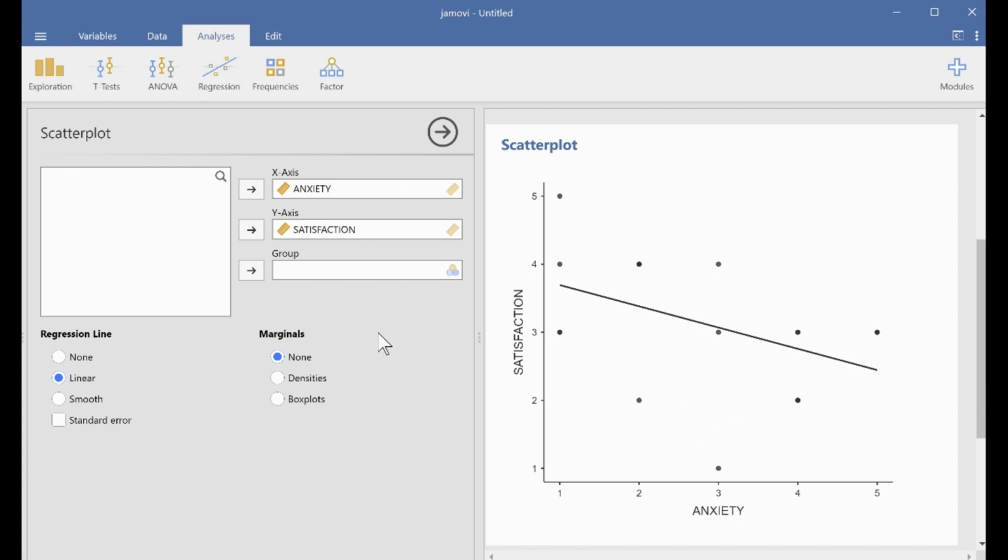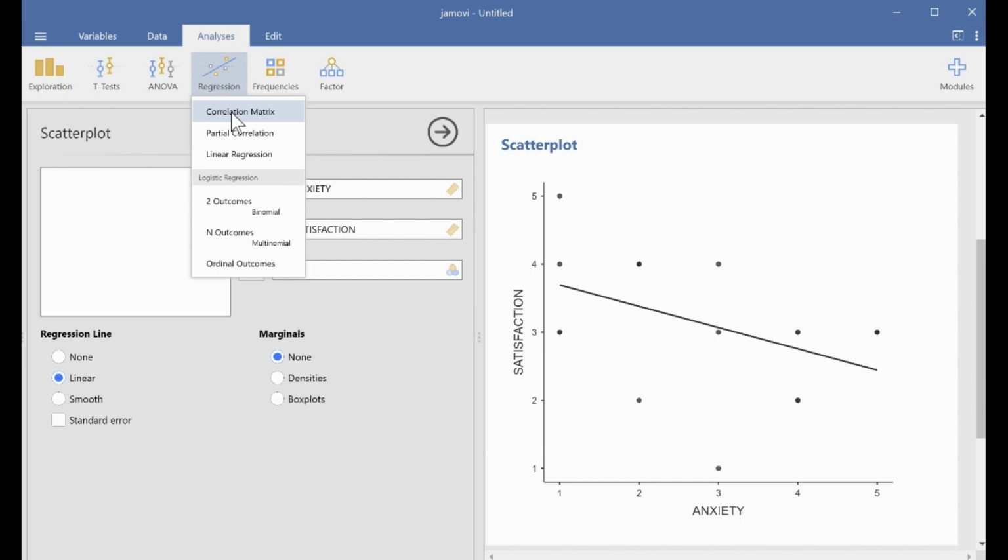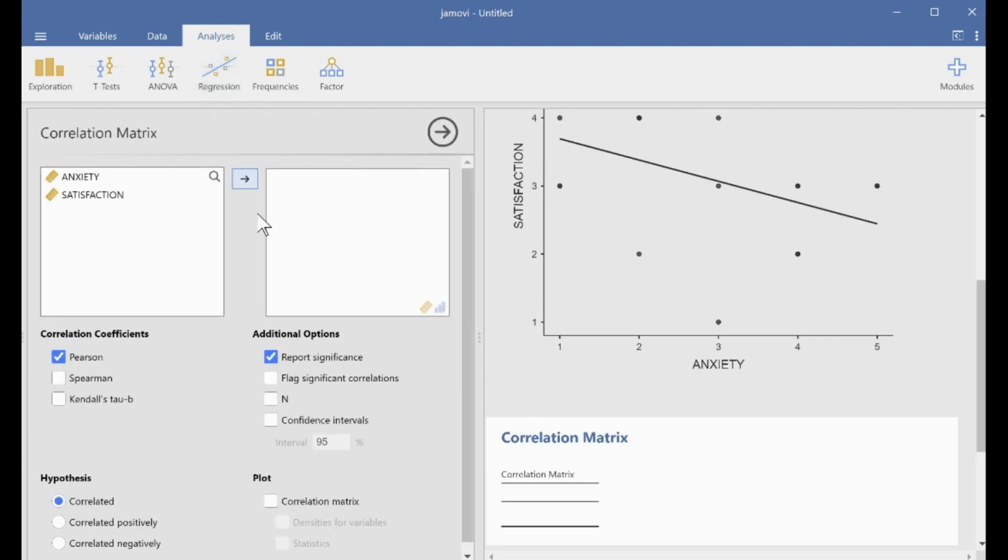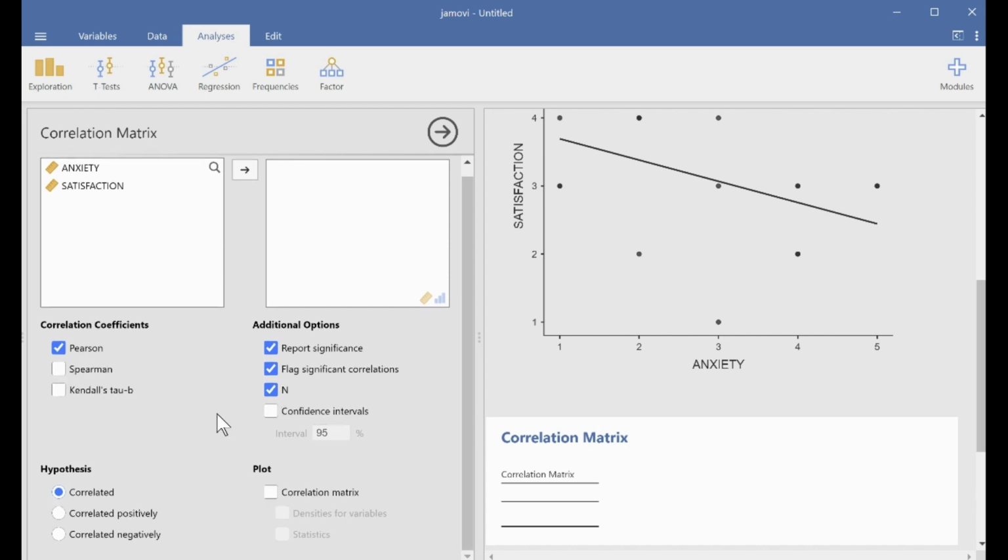Okay, now let's go into analyses and let's actually do the correlation. Now the correlation is found under regression, and we're going to go to correlation matrix. Before we move over the variables, let's see what we want. So we want a Pearson. We want to report significance. We want to flag, which means to show with star asterisks. We want the N because that's actually what we want.